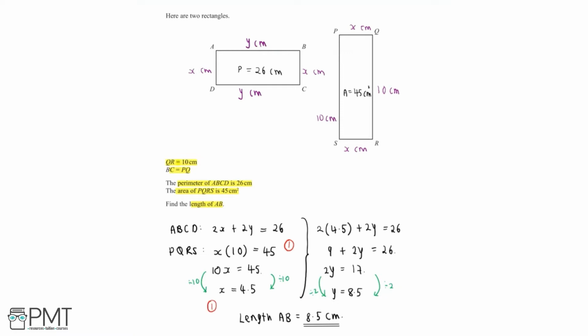Now our third mark is for using our found value of x and for substituting this in to the expression 2x plus 2y is equal to 26, and for finding that 2 multiplied by 4.5 plus 2y is equal to 26. And our fourth and final mark is for rearranging to find y, and for finding that y is equal to 8.5, and for therefore concluding that the length of AB is equal to 8.5 centimeters, allowing us to achieve the full 4 marks needed in this question.